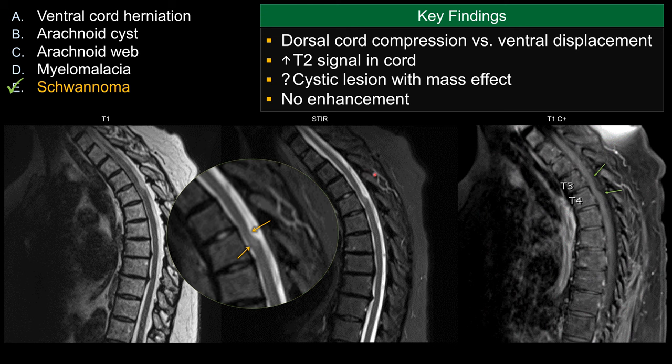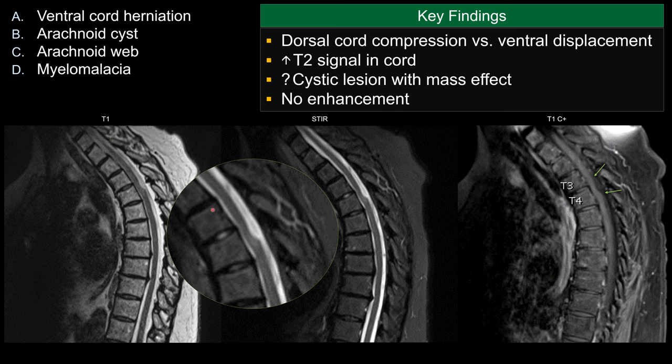For an intradural extramedullary mass, the top two would be schwannoma versus meningioma. Both of them should enhance. Even if you're thinking about cystic schwannoma, you should expect to see some enhancing component or enhancing nodule. So therefore, I will eliminate choice E.